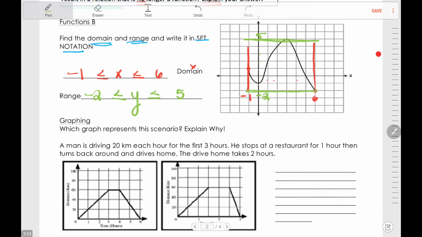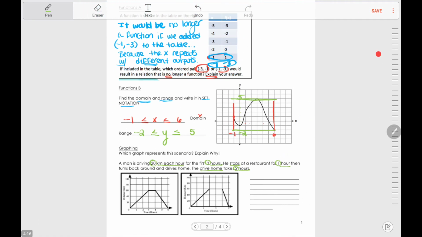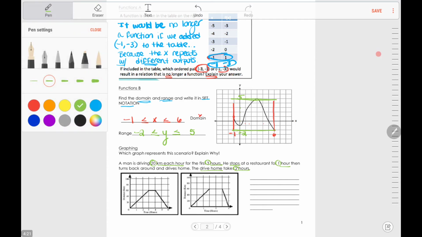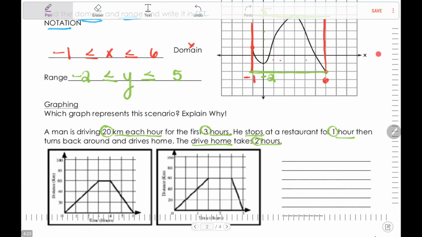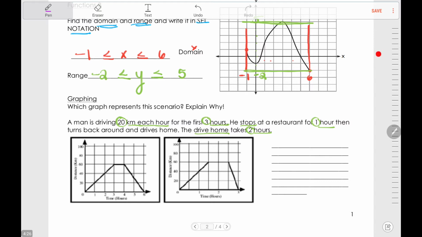Lastly, which graph represents this scenario? Explain why. A man is driving 20 kilometers each hour for the first 3 hours. He stops at a restaurant for 1 hour. Then he turns back around and drives home. The drive home takes 2 hours. Okay, so I want to think of this as a little table. Okay? I'm going to make a little table off to the side.